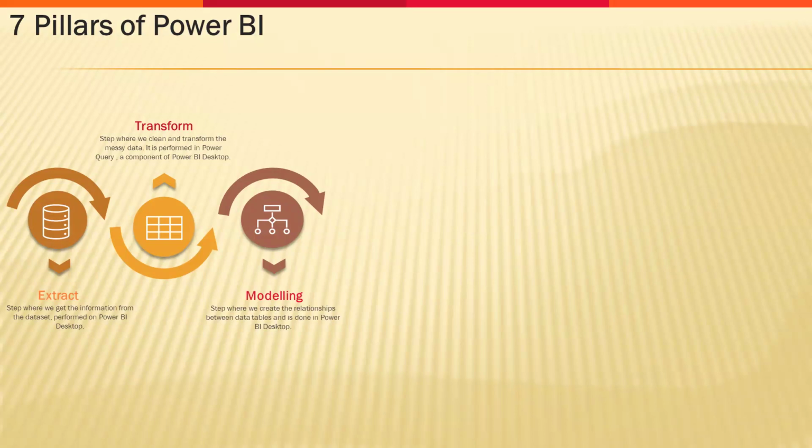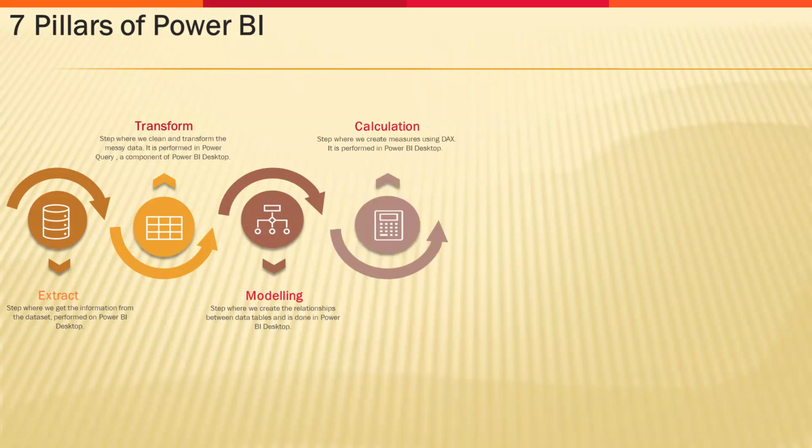Transformations we do in the Power Query Editor. Modeling we do in the modeling tab. Okay, the next one is calculations. Even after doing some transformations, we have to do some calculations in the front end. For example, we have a sum of sales amount, a customer-wise sales amount. That data we are getting from the database.